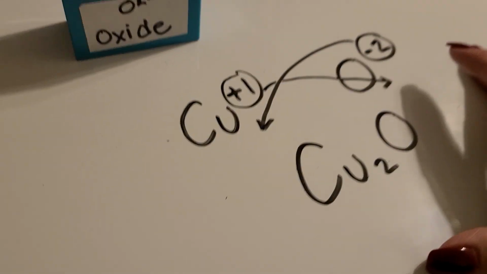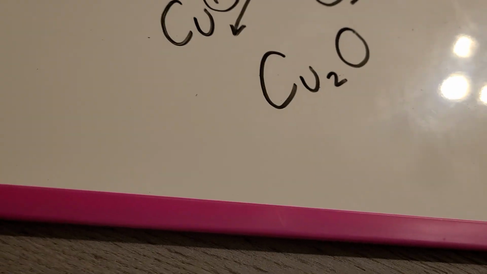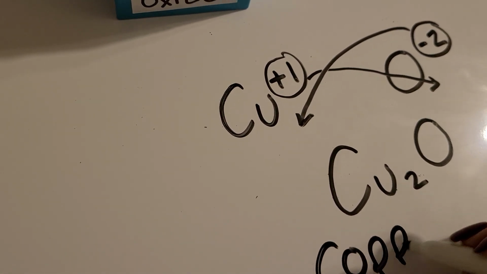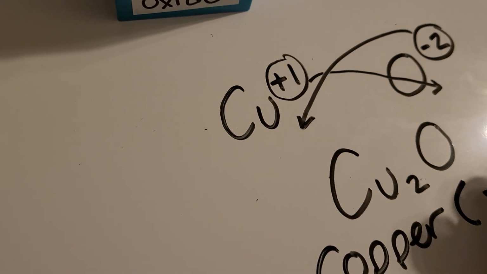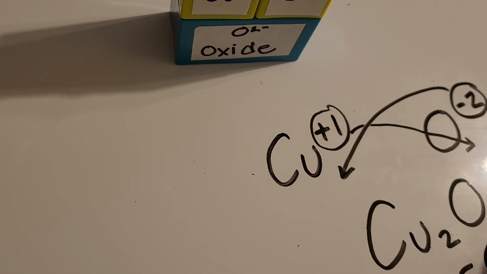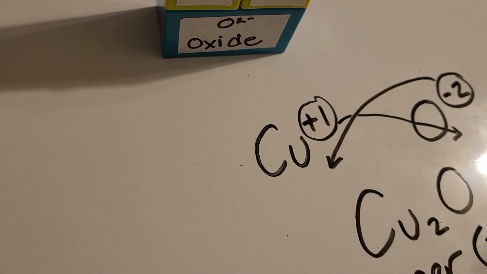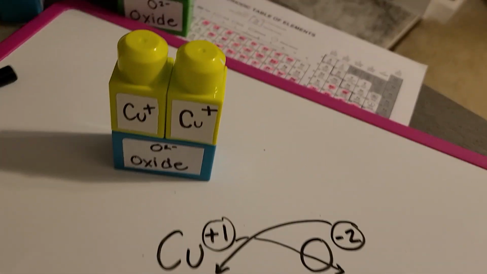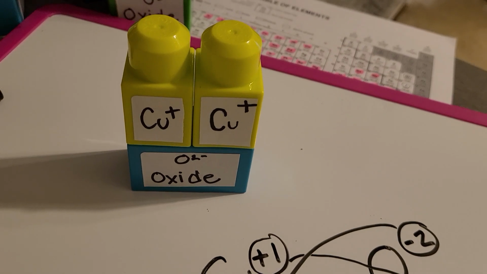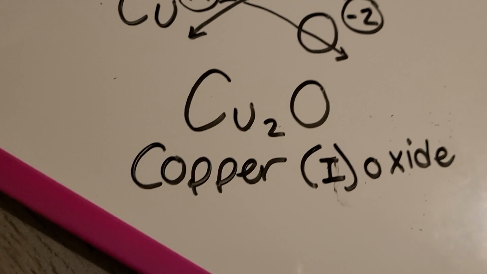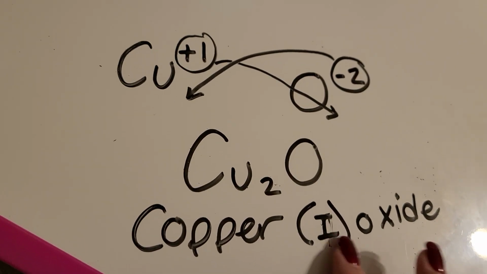So what do we call this? And this is where you'd write the Roman numeral. So this compound is going to be called copper, in parentheses, 1, oxide. So copper 1 oxide would be this compound here. You need 2 coppers, but the type of copper that we're using is the copper 1 with the +1 charge.